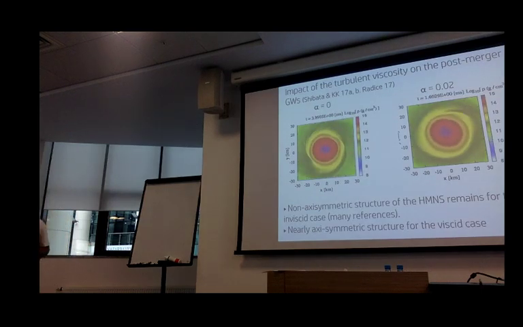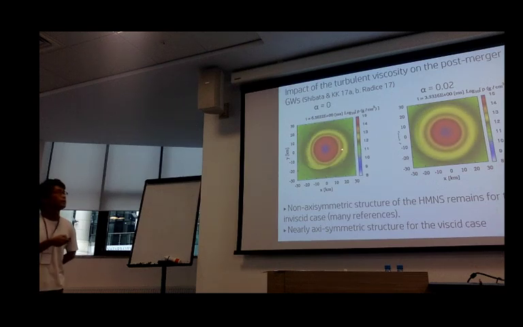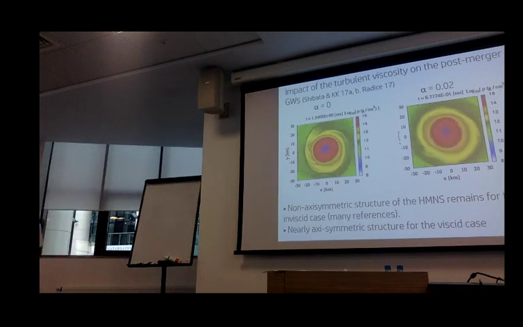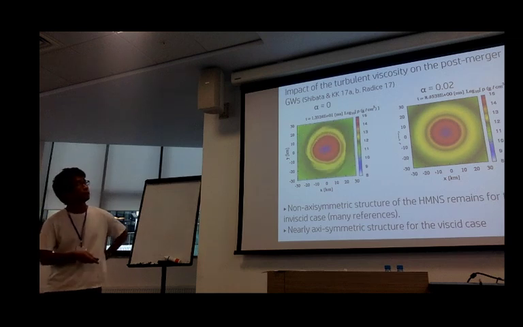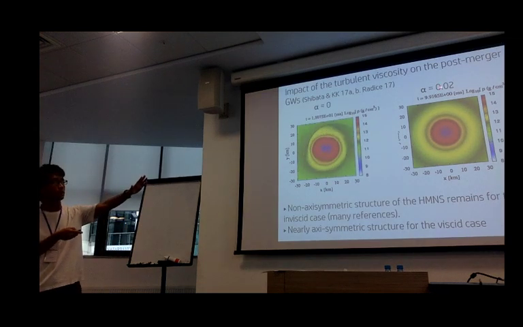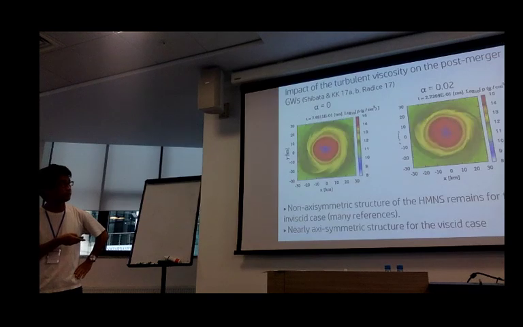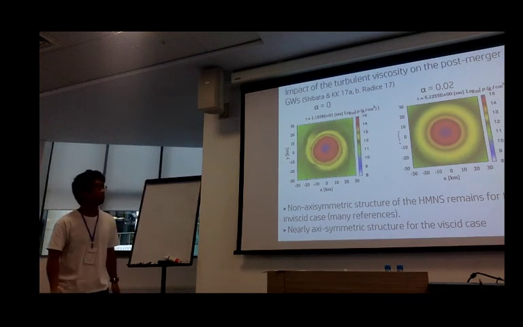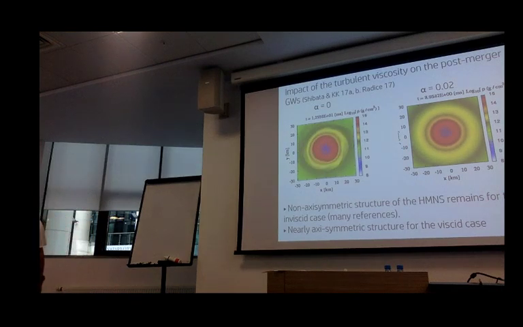And here is the result of our simulation. The rest mass density of the remnant for the implicit case. Let me explain. Let me show again. In the implicit case, the very non-axisymmetric structure of the remnant neutron star survives long enough after the merger. On the other hand, for the right-hand side figure, the viscous case, the structure of the remnant quickly approaches a quasi-axisymmetric structure because of the efficient angular momentum transfer.